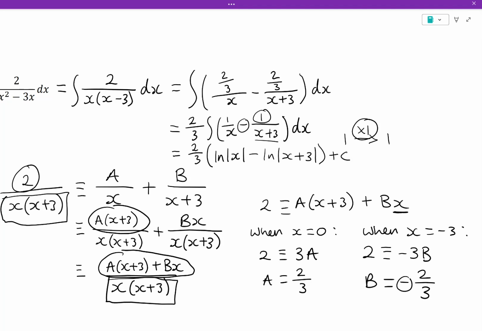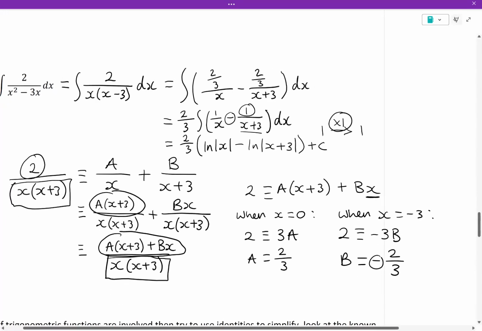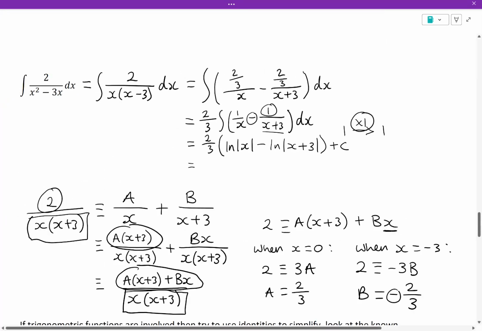Now what we could potentially do further is use log laws here to clean up what is inside the brackets. Inside the brackets, we could write the natural logarithm of x divided by, because it's subtract, x plus 3. And we'd still have our modulus symbols, and then we don't actually need our brackets anymore, so I'm just going to tidy that up. And then we've got our plus c.